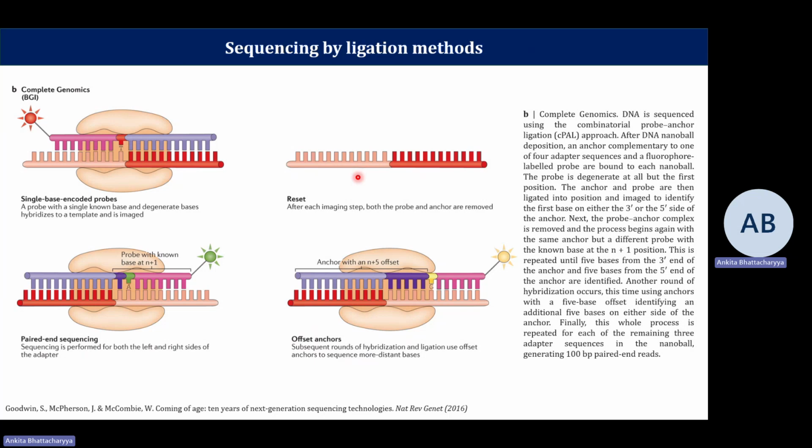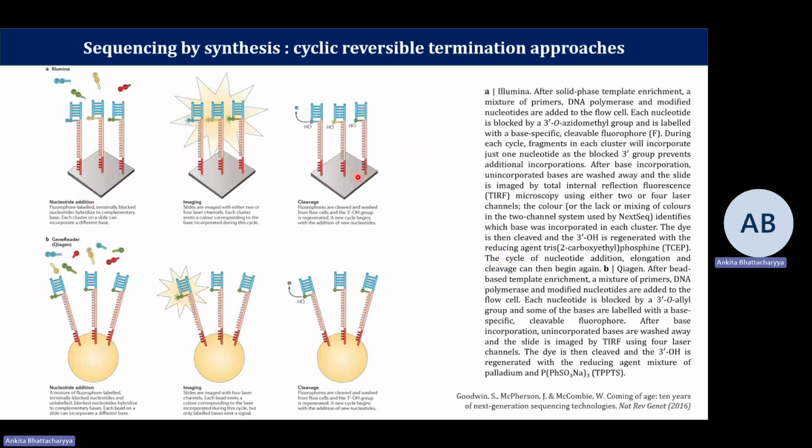So another round of this hybridization is taking place, and this time using anchors with 5 base pairs offset, identifying an additional 5 bases on either side of the anchor. Finally, this whole process is repeated for each of the remaining 3 adapter sequences in the nanoball, generating 100 paired end reads.